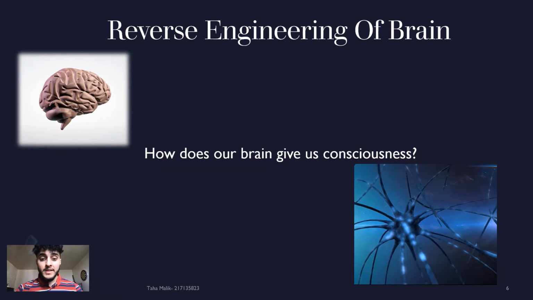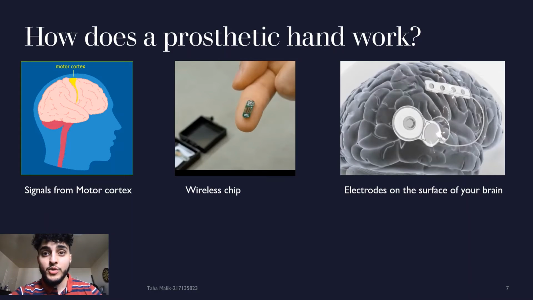That means the brain is taken apart into its individual components, such as neurons or nerve cells, to analyze how a person thinks, how we remember things, and how we act. A prosthetic hand is similar to a robotic arm that records brain signals from the motor cortex of the brain and interprets these signals as movements on the prosthetic hand.